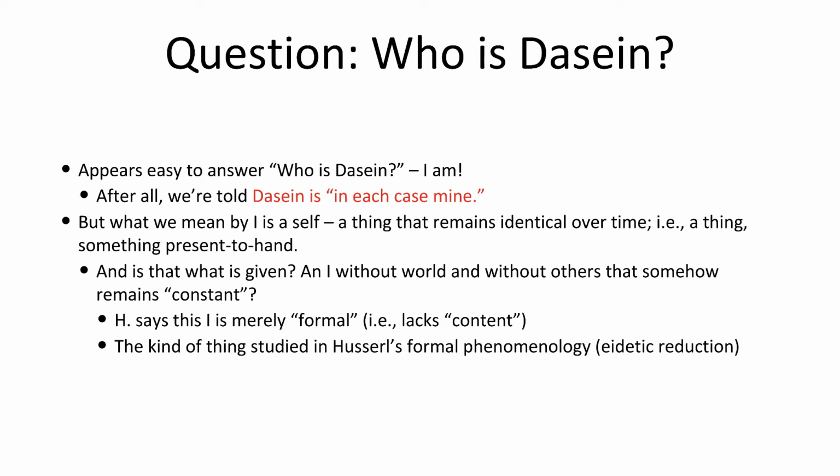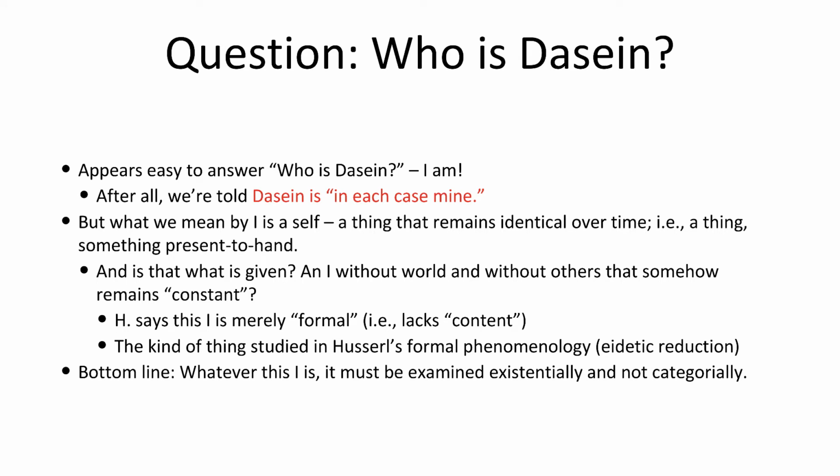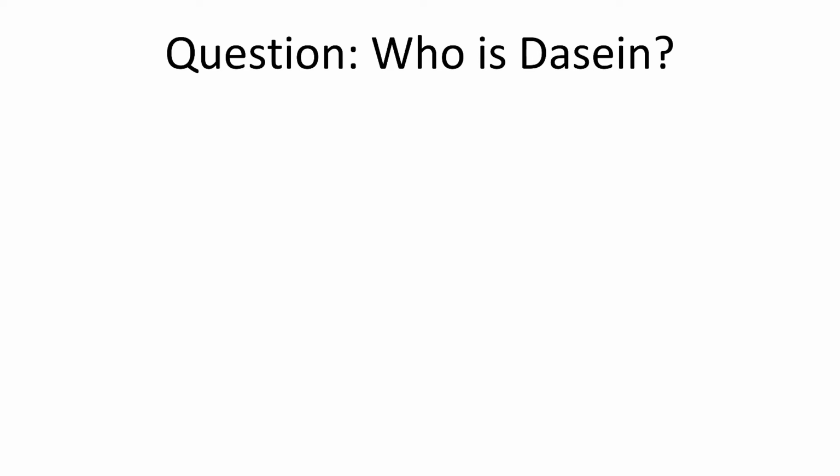It's the kind of thing that Husserl wanted to study in his formal phenomenology, that eidetic reduction: remove everything that's idiosyncratic, strip away through these imaginative manipulations, and this naked something or other that you have left is supposed to be the I. Heidegger says, I don't even know what they're talking about. Whatever this I really is, it's got to be examined existentially as really a who, not categorically as a kind of a what smuggled back in again.